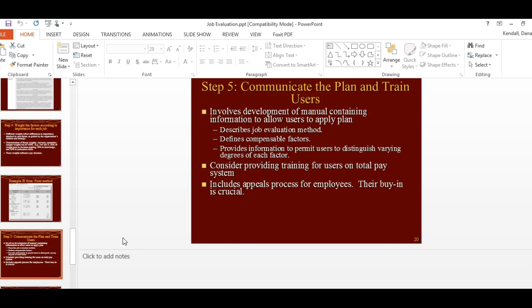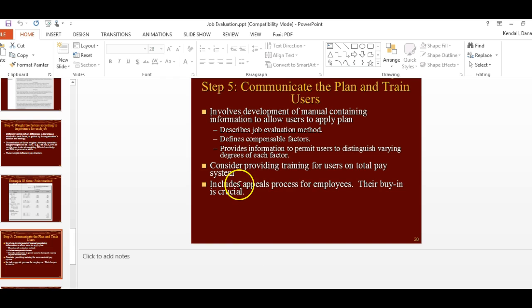Step 5 of JE is to communicate the plan and train any users. So this means you're going to be making manuals and documenting your process, making sure everything is clear to people so they know how their pay has been determined.